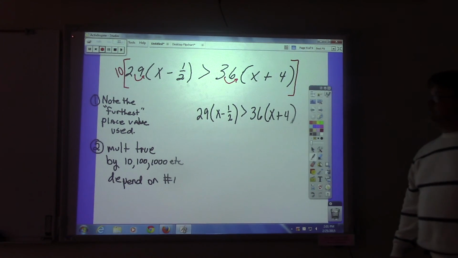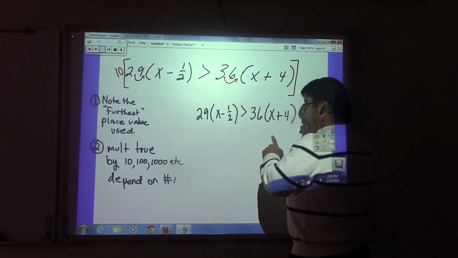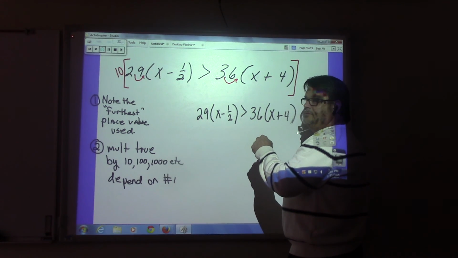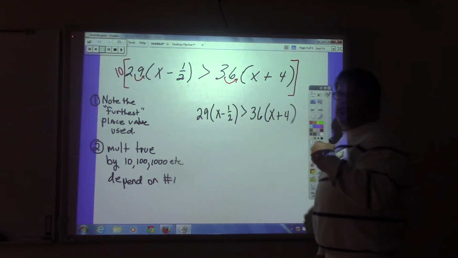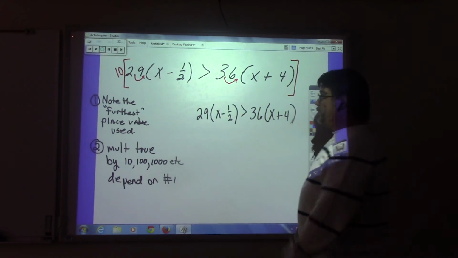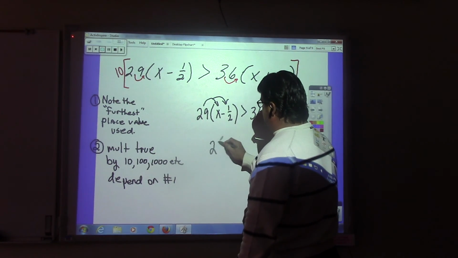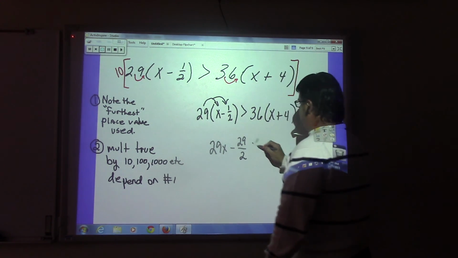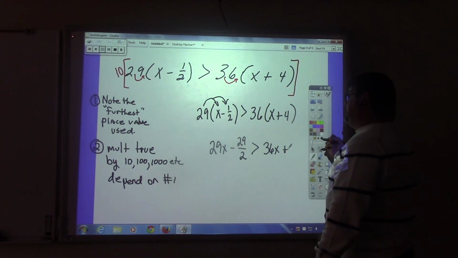Huh? No, distribute. You still got a fraction there. Don't look at that fraction unless you want to break your hand. Why can't I fool with that fraction? It's in concrete. You can't touch it. You got to break it up first. So 29x minus 29 halves greater than 36x plus 144.